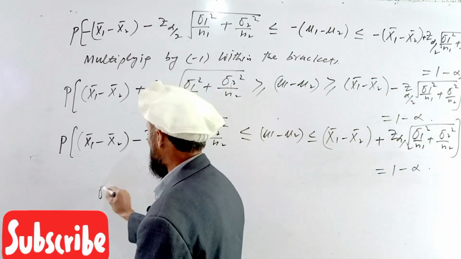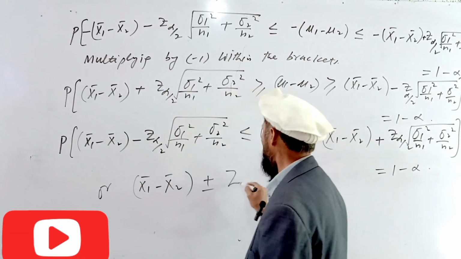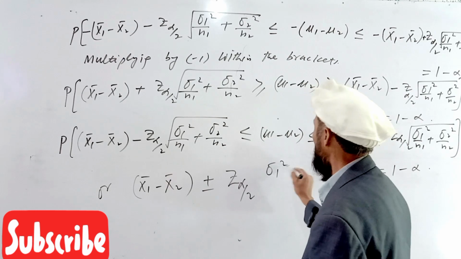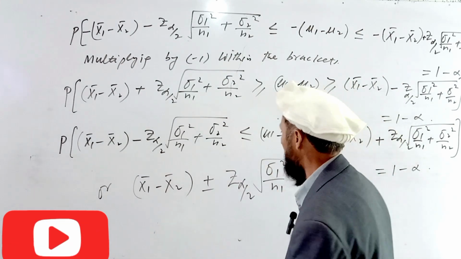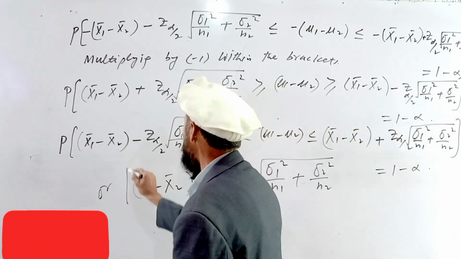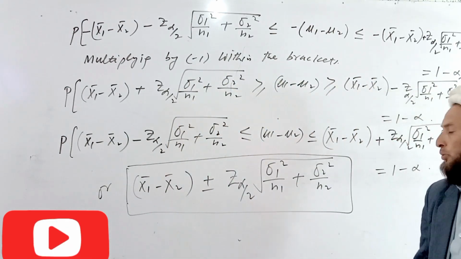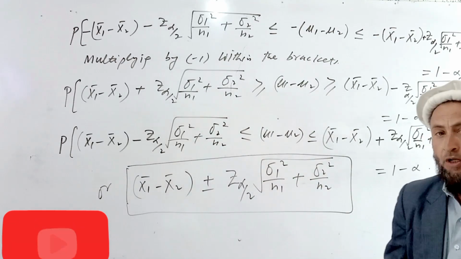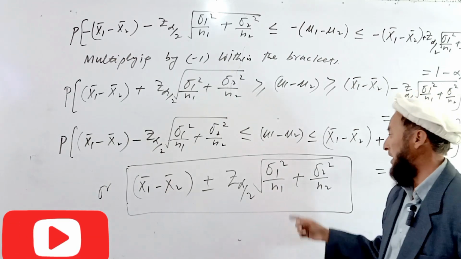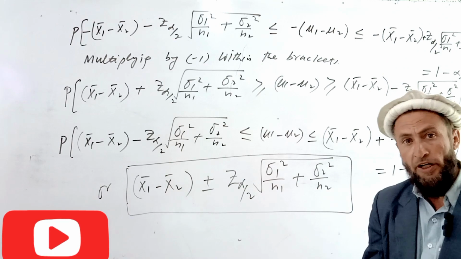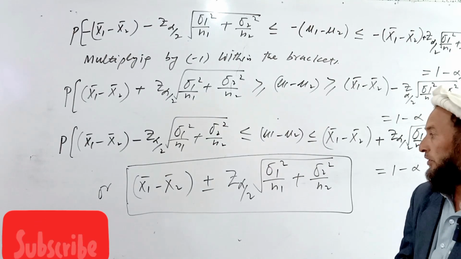Or we can write this as x1 bar minus x2 bar plus or minus z alpha by 2 times the square root of sigma 1 square divided by n1 plus sigma 2 square divided by n2, which is the required confidence interval for the difference of two means when sigma 1 and sigma 2 are known and the sample sizes n1 and n2 are greater than 30. If the sample sizes n1 and n2 are less than 30 and sigma 1 and sigma 2 are also known, then we also use the Z distribution.